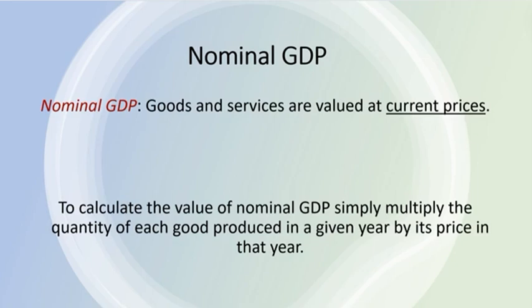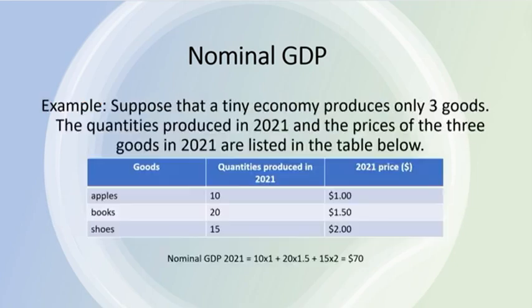And to calculate the value of the nominal GDP, you simply multiply the quantity of each good produced in a given year by the price of that same year. Let's work this example out together. So for example, suppose that a tiny economy produces only 3 goods, and the quantities produced in 2021 and the prices of the 3 goods in 2021 are listed in the table below.